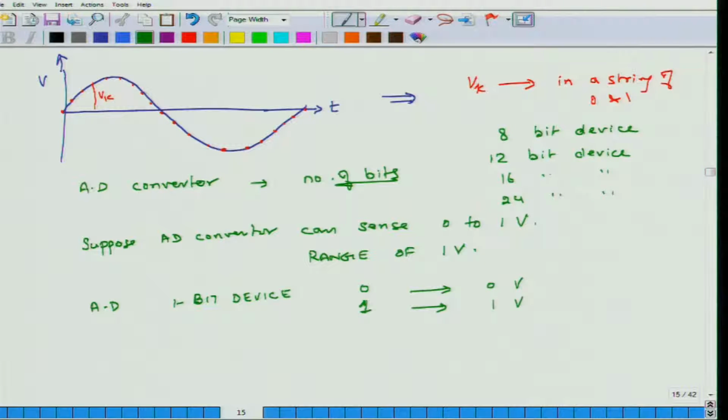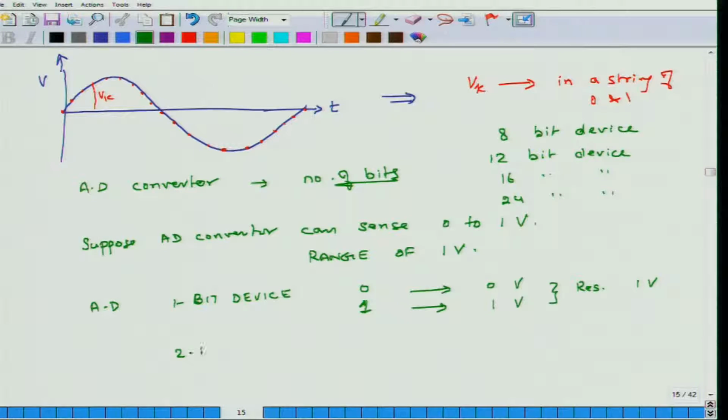Okay. These are the two possibilities. So, in this case, I cannot sense half volt accurately. I cannot sense half volt accurately, right. So, in this case, the resolution is what? 1 minus 0 is 1 volt.